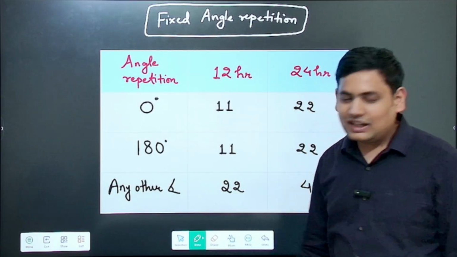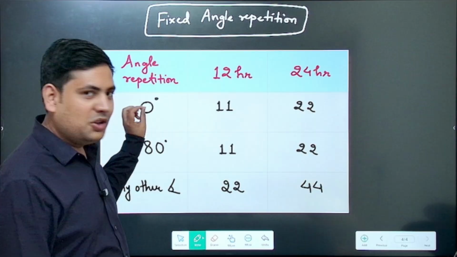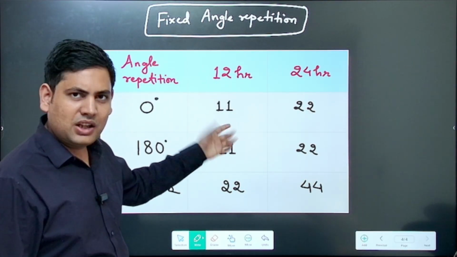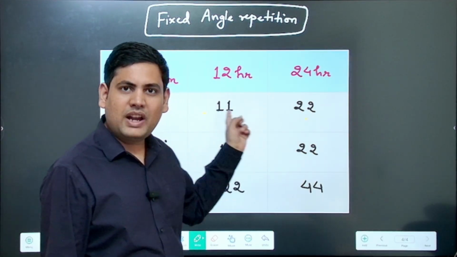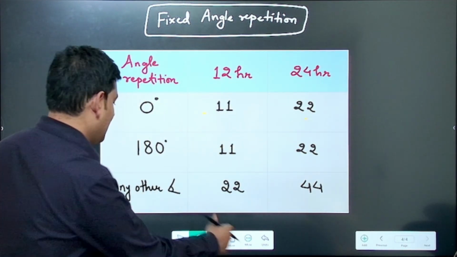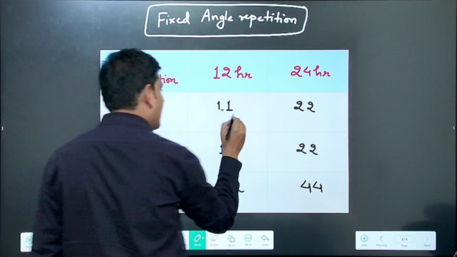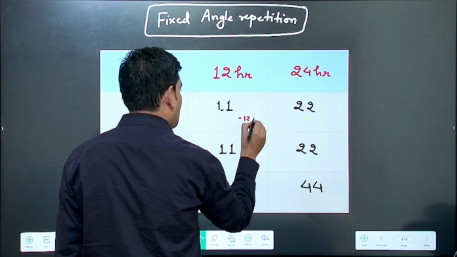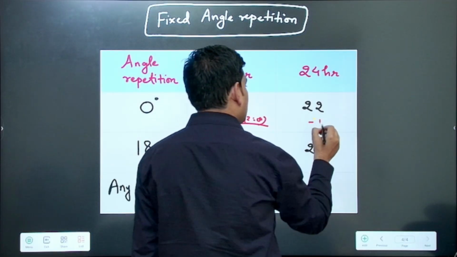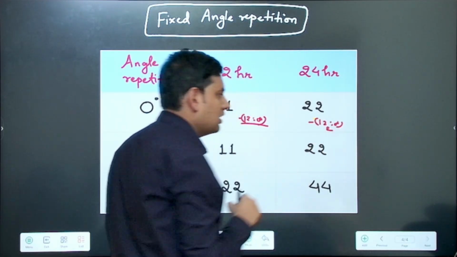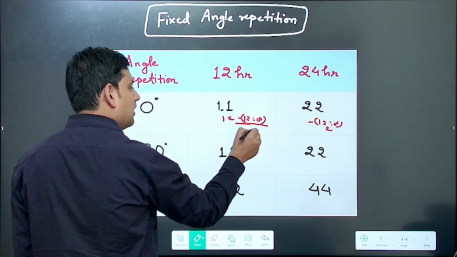So basically, this is the table found everywhere, found in every book. Ultimately, angle repetition, 0 degree, how many times? In 12 hours you will have it 11 times, correct? And in 24 hours, you have it 22 times. Why? Because we are subtracting what? Because we have to subtract how many times we get 12. So in 12 hours, we get it only once. Here, we get 12 twice. So that's why we have subtracted 2 here and we have subtracted 1 here.